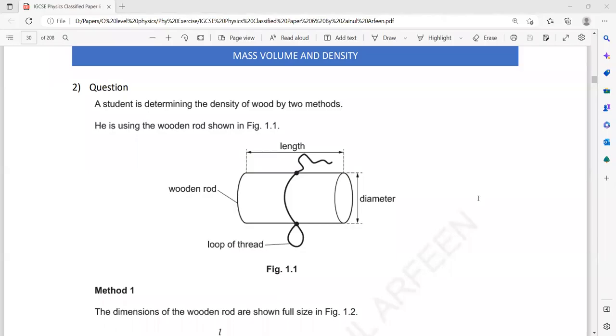So this one is an exercise related to mass, volume, and density, ATP classified. A student is finding the density of a wood by two methods. He is using a wooden rod, as you can see. Method one: the dimensions of the wooden rod are shown, as you can see in the figure.